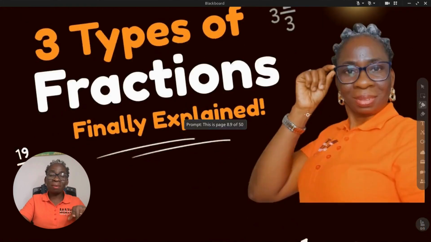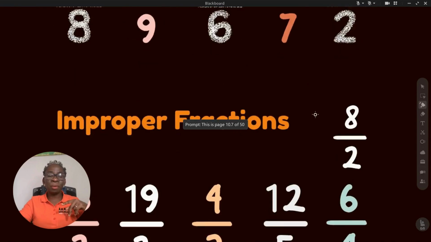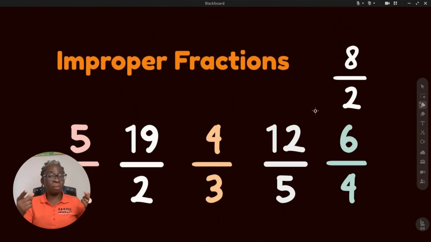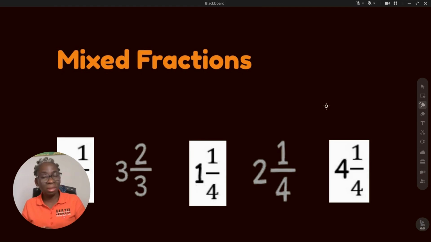Last video, we discussed the three types of fractions. The proper fraction, the one that has a small number as the numerator and a bigger number as the denominator. We have the improper fraction, the one with the bigger number as the numerator and the smaller number as the denominator. And then we have the mixed fraction, the one that has a whole number and a proper fraction. And I said in this video, we will be switching between improper fraction and mixed fraction.